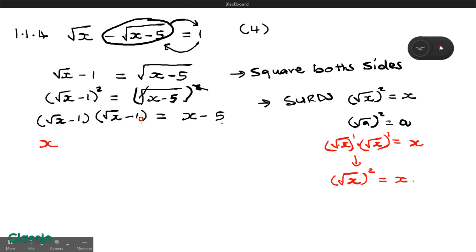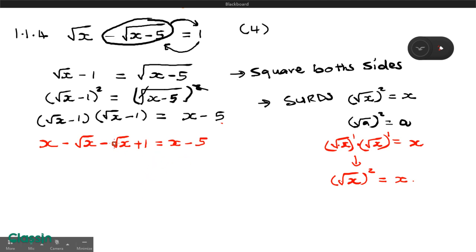Root of x multiplied by -1 is going to be negative root of x. -1 multiplied by root of x is still negative root of x. -1 multiplied by -1 is +1, equals to x minus 5.